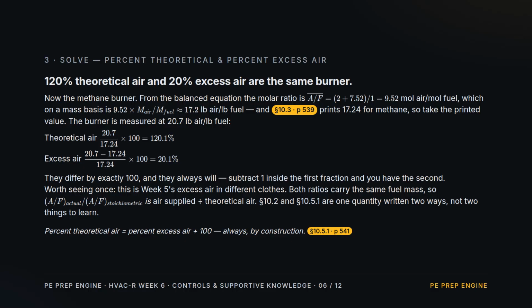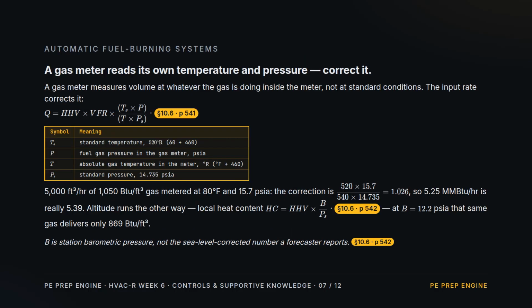One quantity, two printings. Automatic fuel burning systems. A gas meter measures volume at whatever the gas is doing inside the meter, not at standard conditions. So the input rate corrects it: heating value times volumetric flow rate times standard temperature and meter pressure over meter temperature and standard pressure. Standard is 520 Rankine and 14.735 psia.